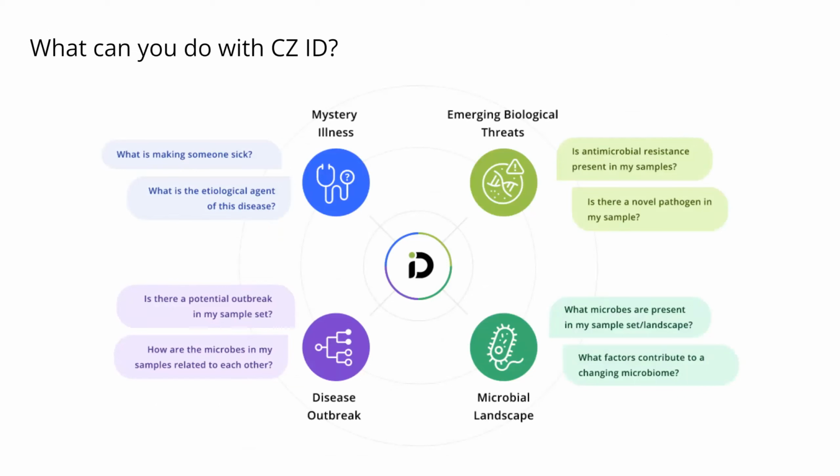So there are many use cases that you could do with CZID. There's mystery illness: what is making someone sick? What is the etiological agent of this disease? Detecting antimicrobial resistance within the sample, novel pathogen detection. Our pipeline is very sensitive and can detect divergent viruses. Determining what microbes are present within the sample, doing microbiome studies, and identifying potential outbreaks and how the microbes in your samples are related to each other.